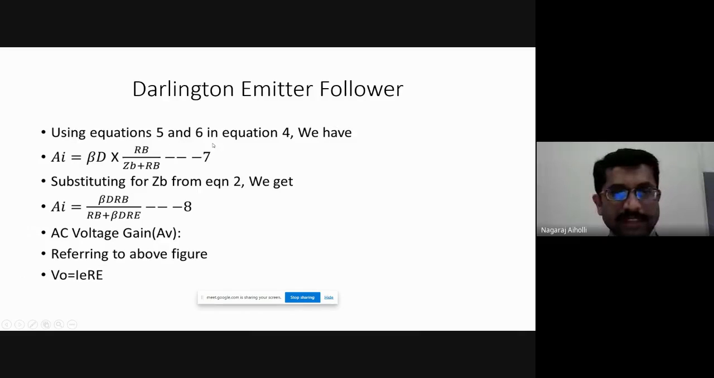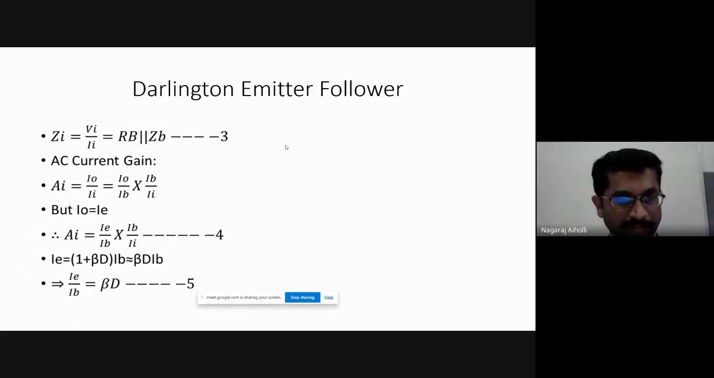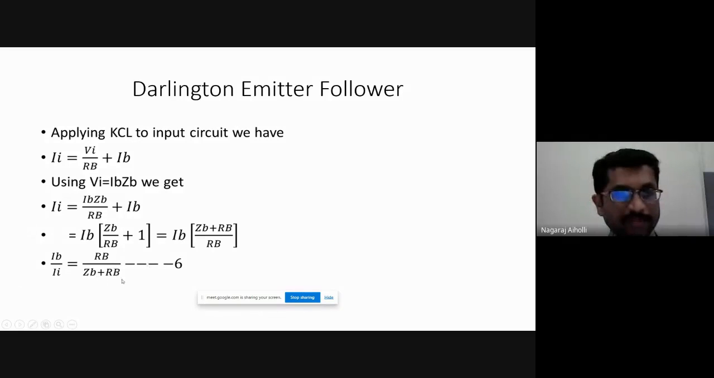Use equations 5 and 6 in equation 4. We get equation 5 is IE by IB, that is beta D. Then equation 6 is IB by II, that is RB by ZB plus RB. Now put these two equations in equation 4. Equation 4 is the main equation.